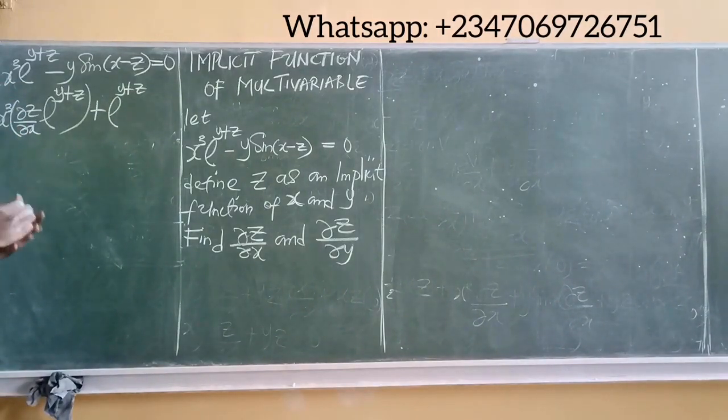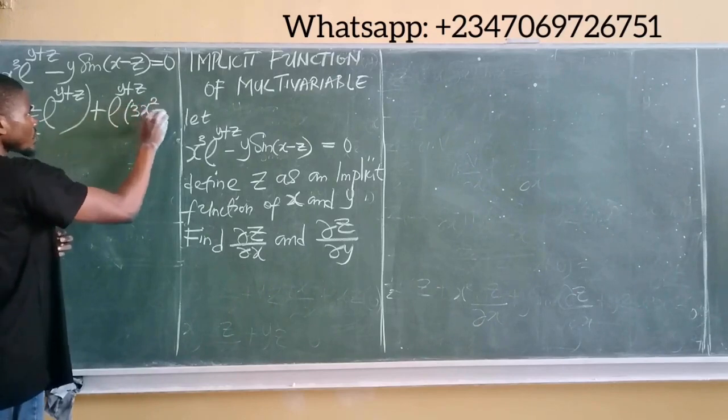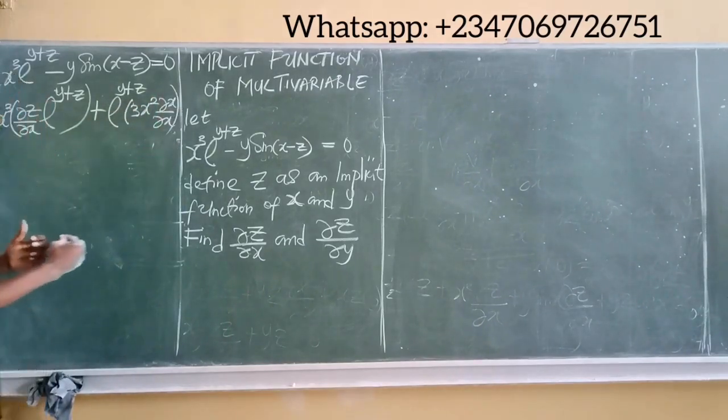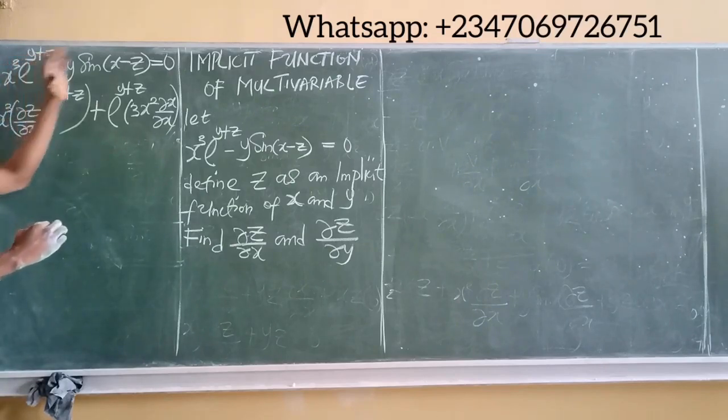And if I differentiate x cubed with respect to x, I will simply have what? 3x squared partial x all over partial x. So I simply have this. Okay, so I've been able to differentiate this part of the function completely. Next is now to differentiate what? The second part of the function.